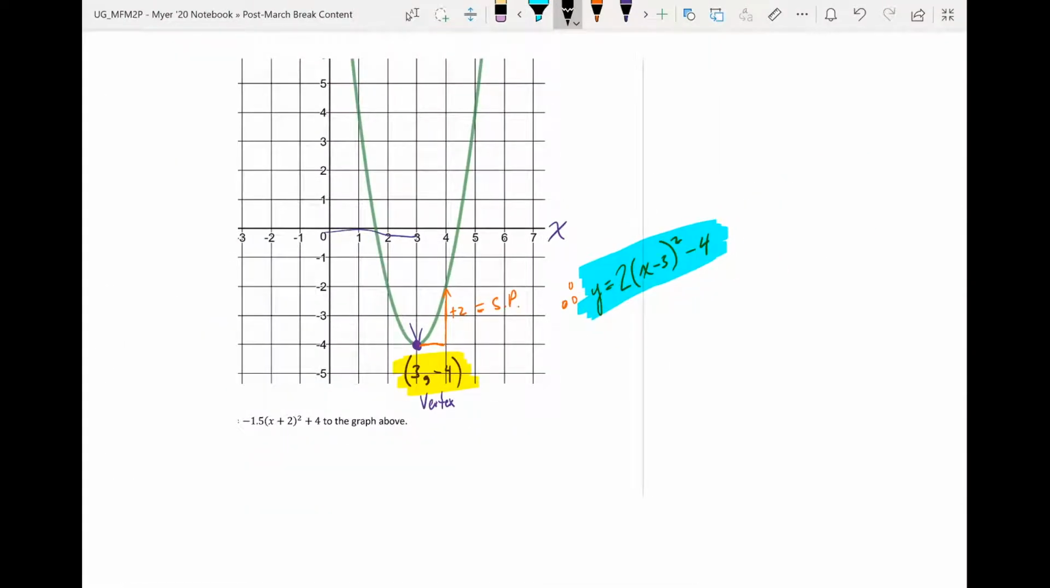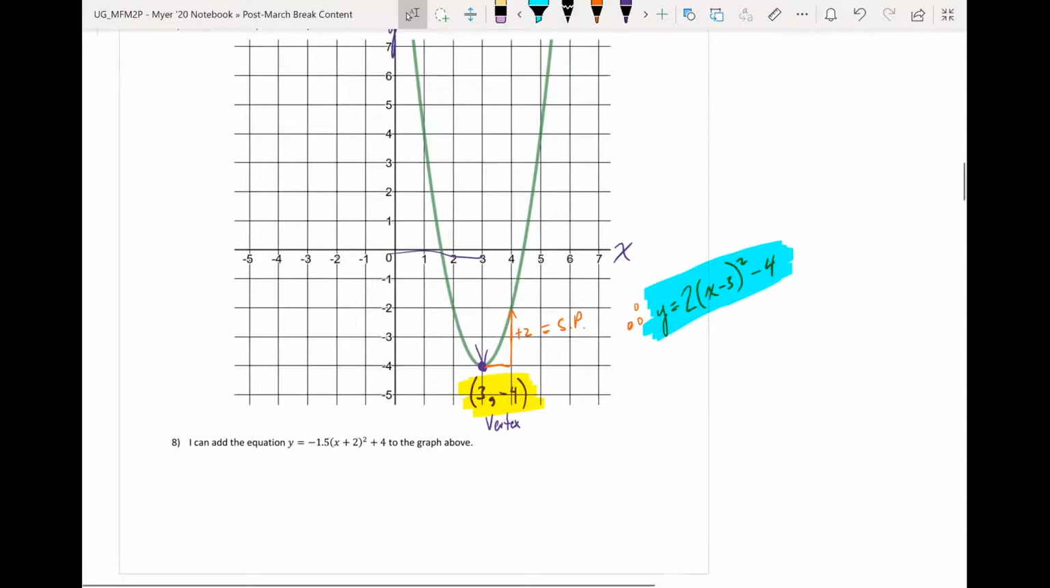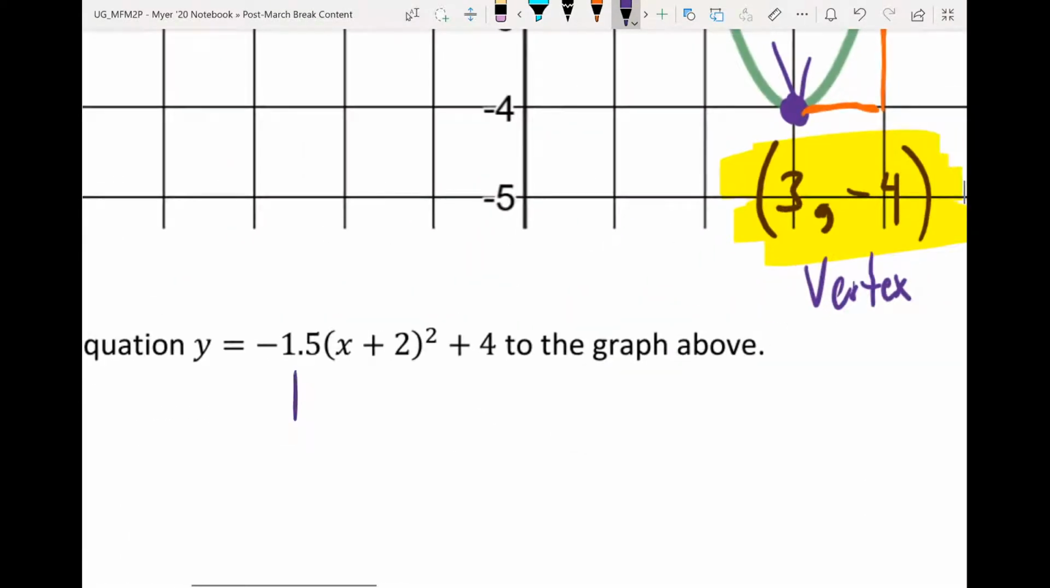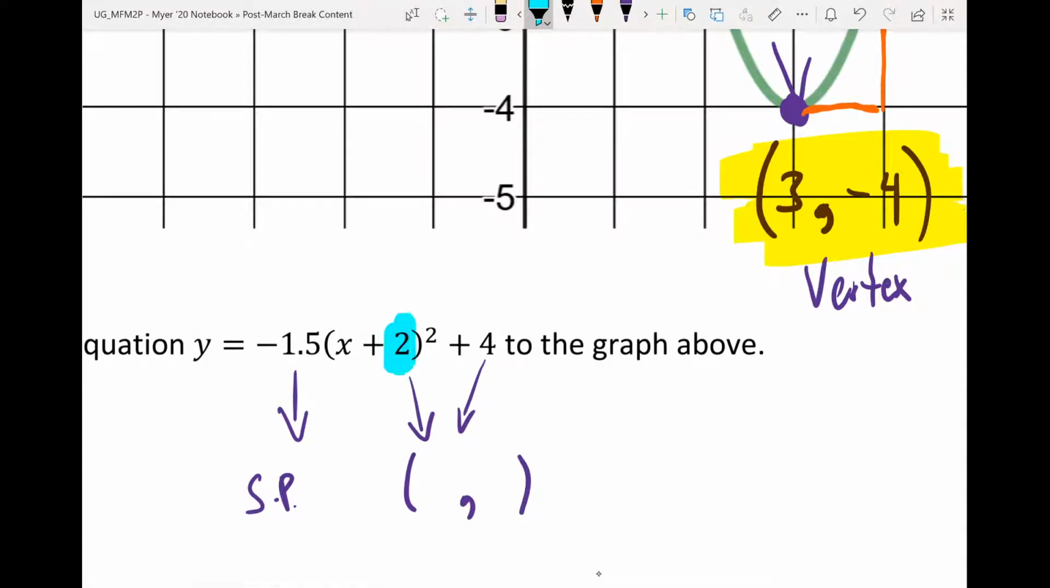All right, let's look at the part below. So this time we're given an equation. Let's add that one to the graph. So here we have our step pattern, and we have a vertex, based on this point here and this point here. So we know y never lies, so it just stays at 4, but x is a liar, so it's the opposite, -2. And our step pattern is -1.5.